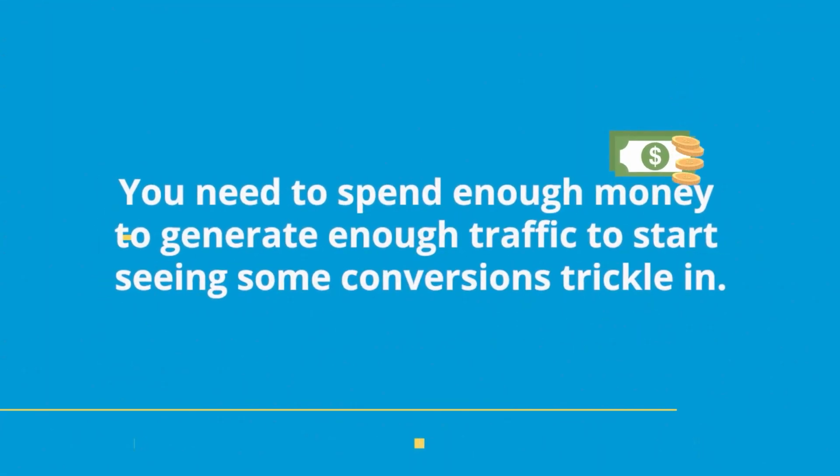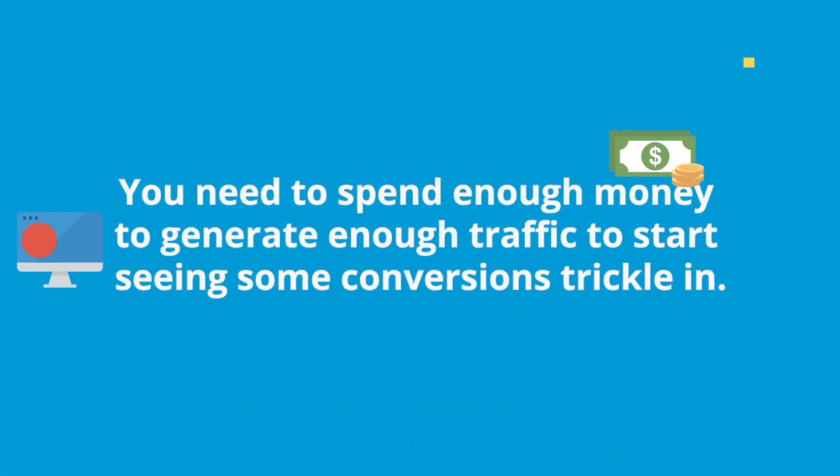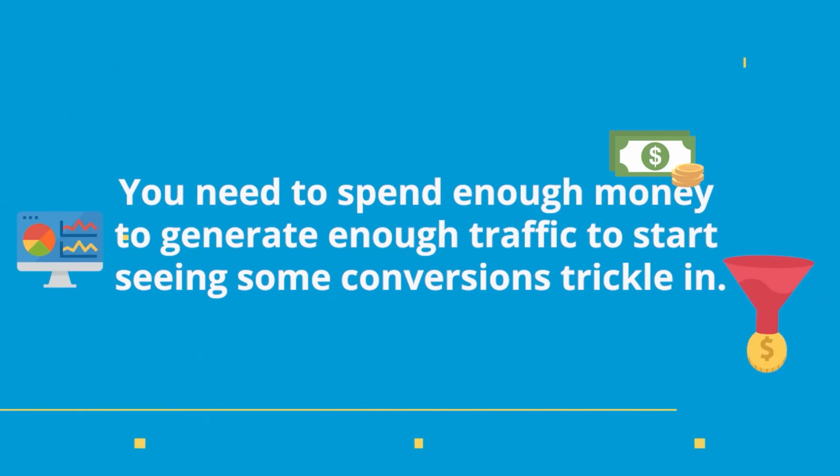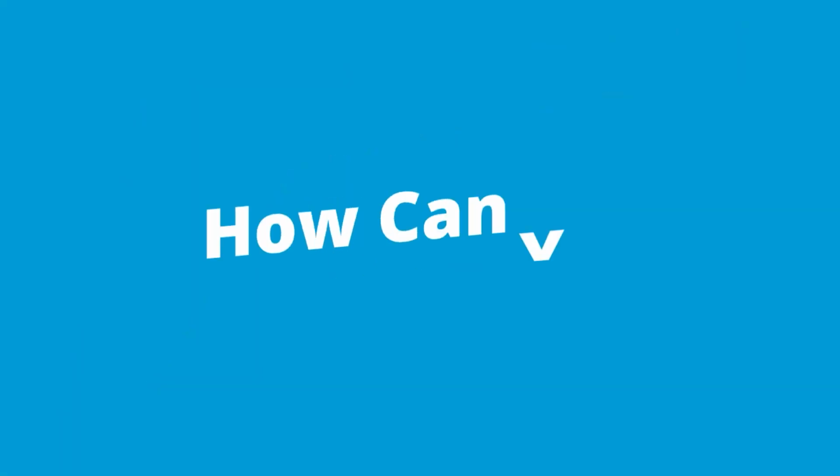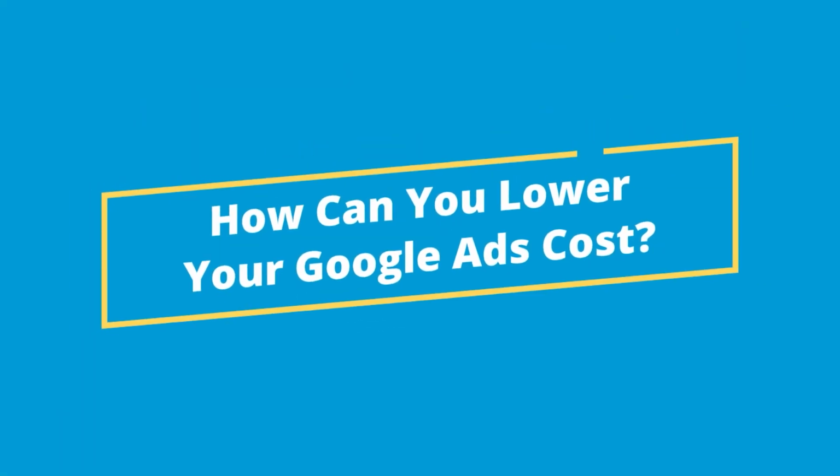So that's what we recommend that you do to set your exact Google Ads budget. In one sentence, you need to spend enough money to generate enough traffic to start seeing some conversions trickle in. 300 clicks would be the minimum, in my opinion. Any less, and you're probably not generating enough traffic to measure your impact. Now, when it comes to Google Ads costs, this is basically how it works. But there is one thing that you can do to dramatically lower your Google Ads costs.